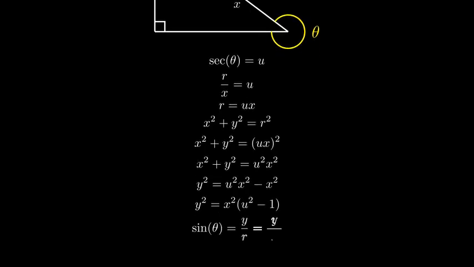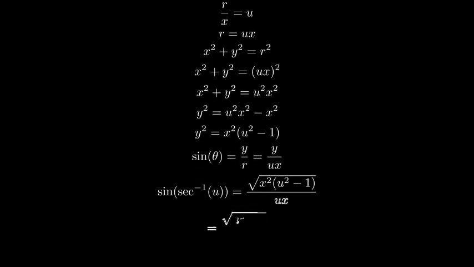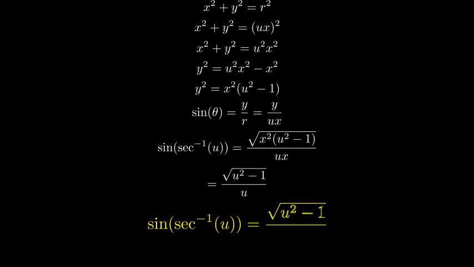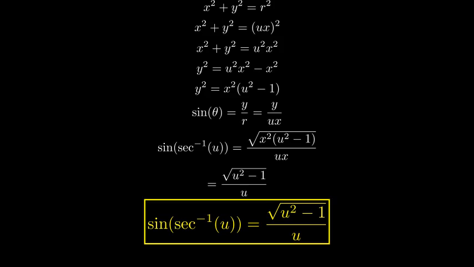Now, remember that sine of theta equals opposite over hypotenuse, which is y over r, and we know that r equals u times x. Substituting our expression for y squared, we get that sine of inverse secant of u equals the square root of u squared minus 1 all over u, and that's our final answer.